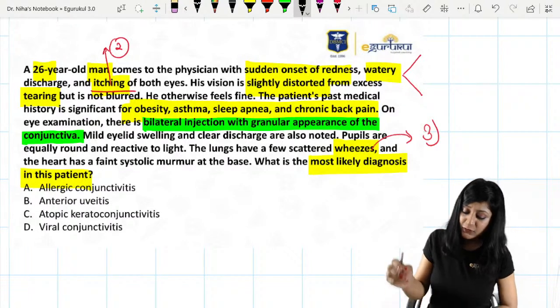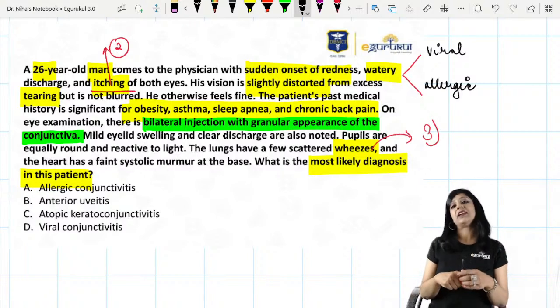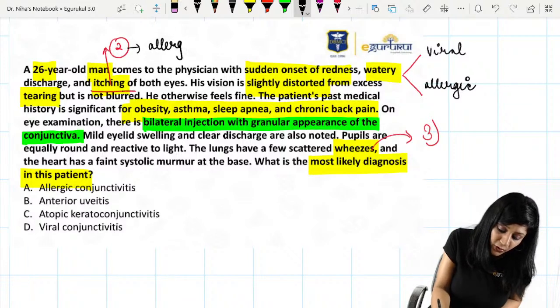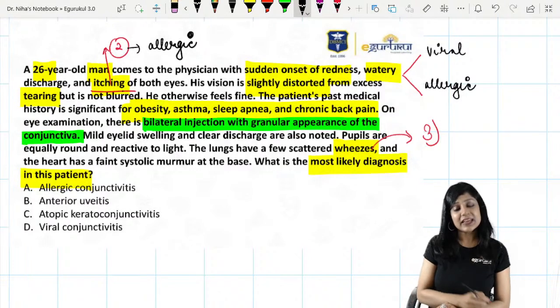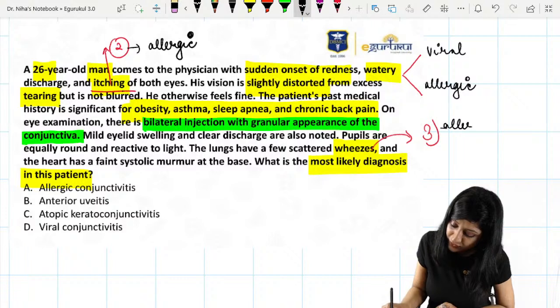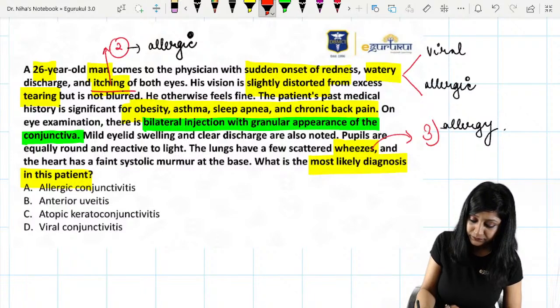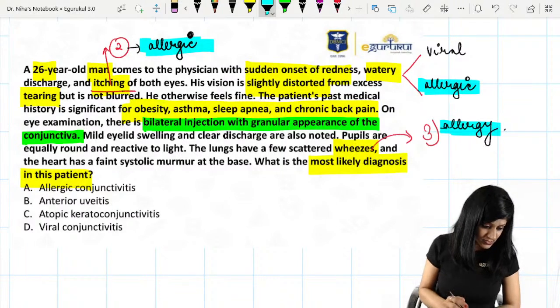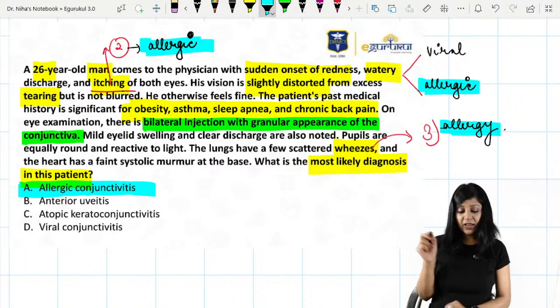Very good. So if I am having watery discharge, either it can be a viral conjunctivitis or mostly it can be allergic. In both the cases, I can have the watery discharge. Viral maybe, allergic maybe. Now if I have itching, then it is going more in the favor of allergic conjunctivitis. And the third question is wheezing. Wheezing is also going in the favor of allergy. So basically we have got allergy, and allergy. Therefore, yes, the answer is allergic conjunctivitis.